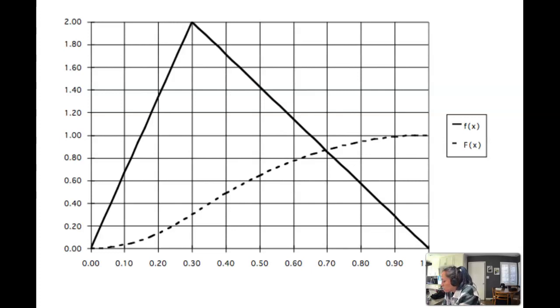Our height is 2, so we're doing a triangle. 1/2 base times height is the area for a triangle. Our base was 1, our height was 2. This is definitely 1. We have got our area under the curve is 1. This is a valid probability density function.